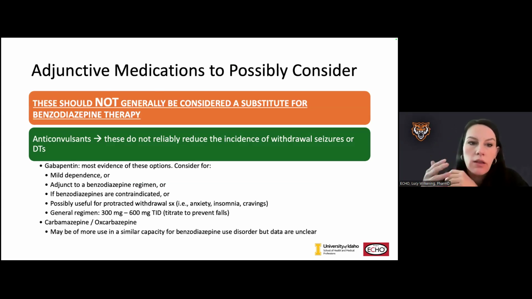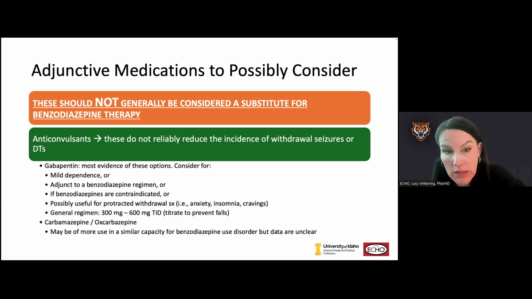Some other things though, that I will oftentimes get questions about is, well, what about using anticonvulsants? What about using anticonvulsants either alongside or in lieu of a benzodiazepine? And I want to remind you that even though we are worried about seizures in undermanaged or unmanaged alcohol withdrawal, classical anticonvulsants don't necessarily reliably reduce the incidence of withdrawal seizures or delirium tremens, okay, which is why benzodiazepines continue to be the standard of care.